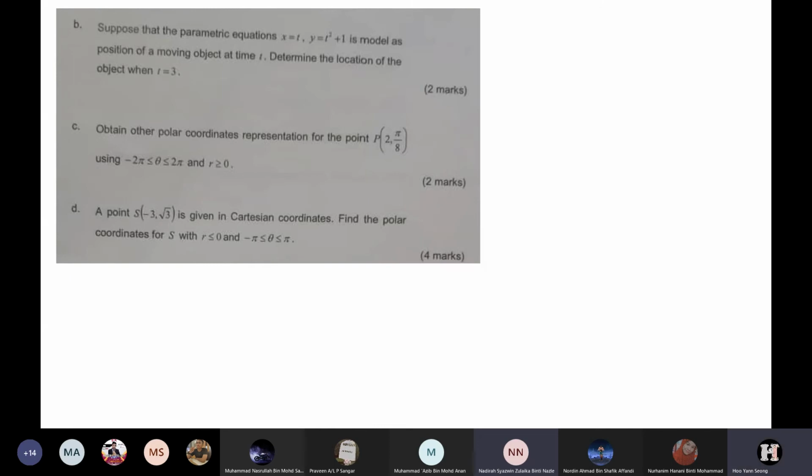So it means you just substitute t equals 3. So this is 3, and this one is a square, so this one is 7. So the location is (3, 7). That's it. Don't think too complicated.